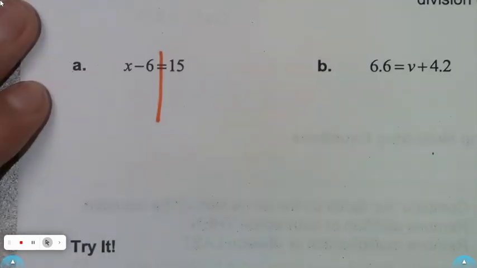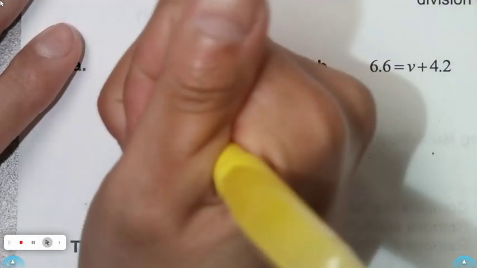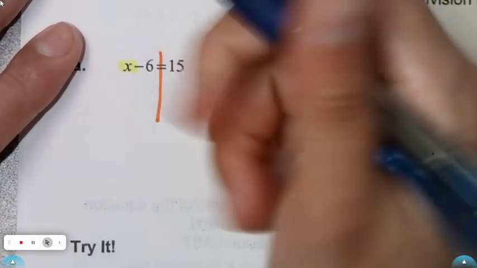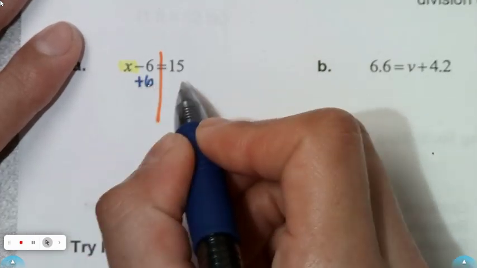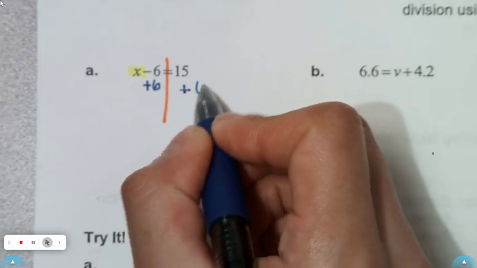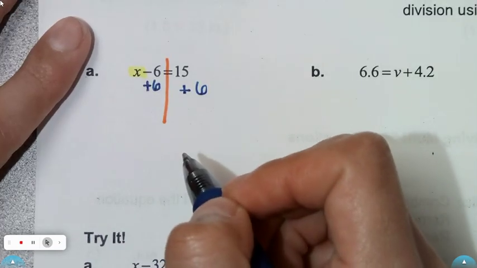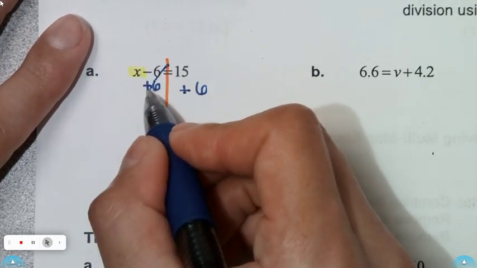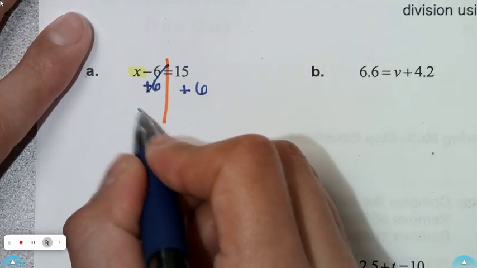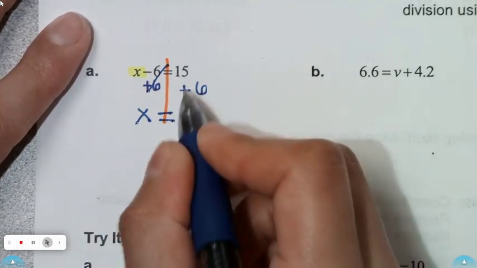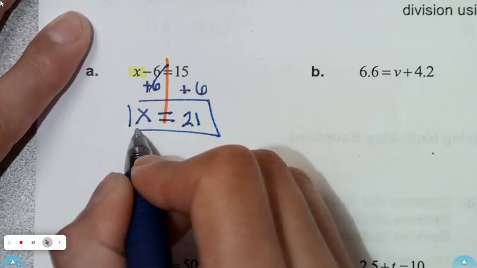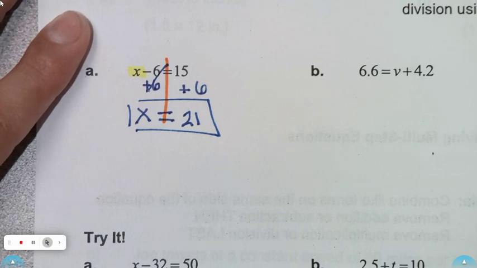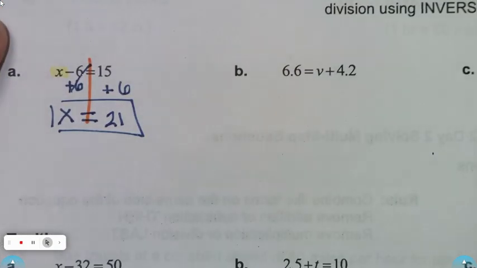Then you identify where your variable is. So my variable is my x. The opposite of minus 6 is plus 6. And whatever I do on one side, I have to do to the other side. These cancel each other out. Bring down your x, bring down your equal sign. 15 plus 6 is 21. Okay, perfect.